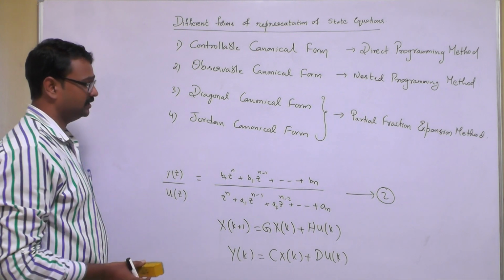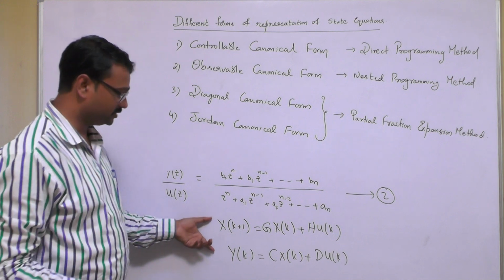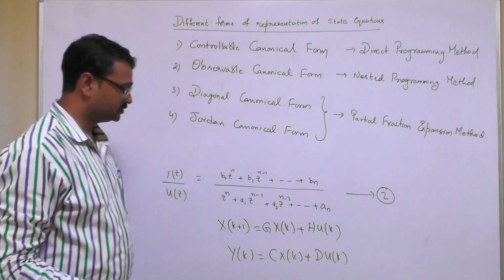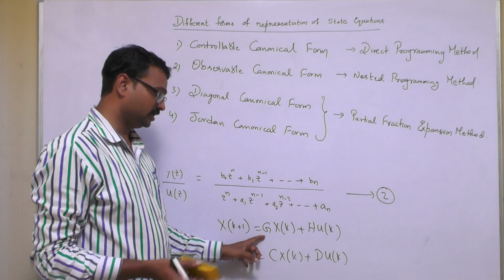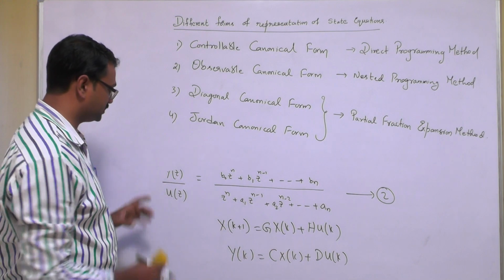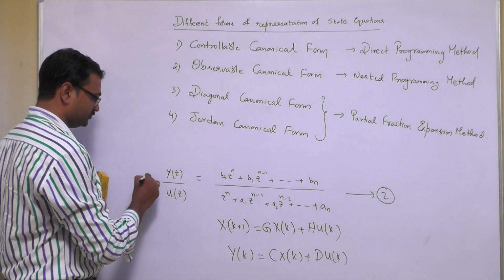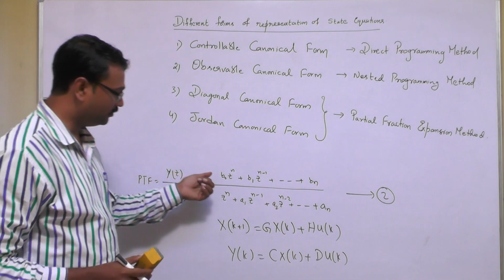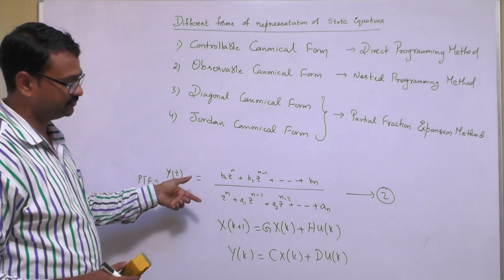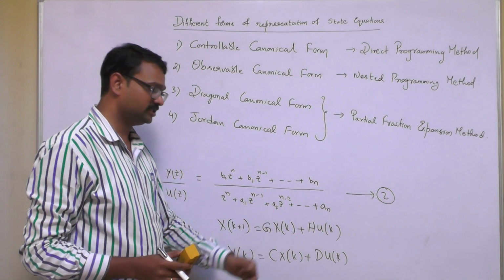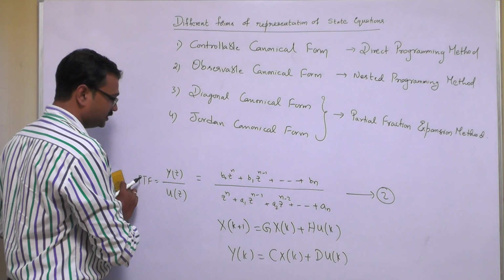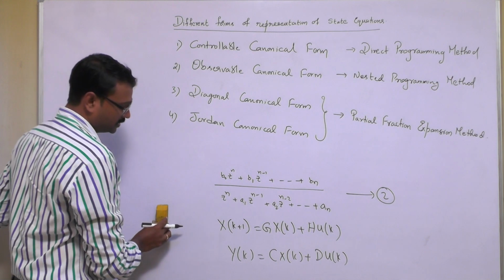So now we will try and understand, in this representation of the state model equation, what the G, H, C and D matrices are. How do we get the elements of the matrices G, H, C and D from this pulse transfer function y of z by u of z? We have only the coefficients b0, b1, bn, a1, a2, an. So from these coefficients, how do we get the matrices G, H, C and D? That is what we are going to see in the controllable canonical form, observable canonical form, diagonal canonical form and Jordan canonical form.